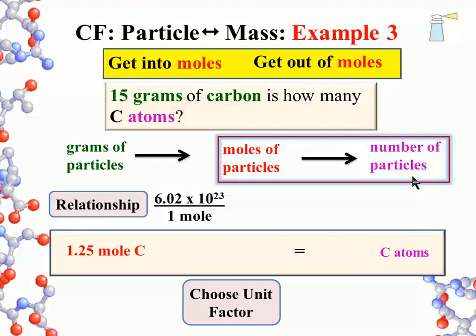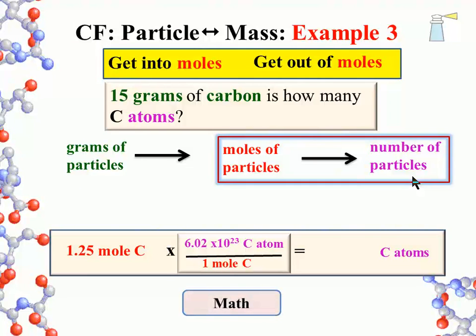The orientation of the relationship that makes an appropriate unit factor will have the unit of moles in the denominator so that in the mass step the current unit cancels out, leaving count of atoms. Multiplication of 1.25 times Avogadro's number divided by 1 produces a value of 7.52 times 10 to the 23rd. That is how many carbon atoms there are in 15 grams of carbon.